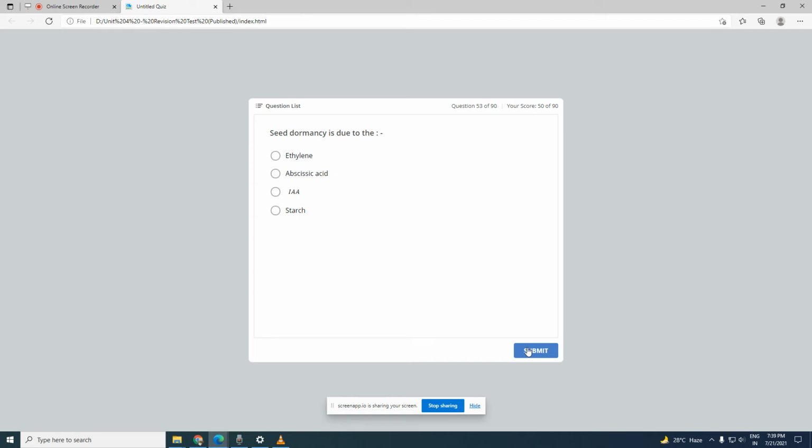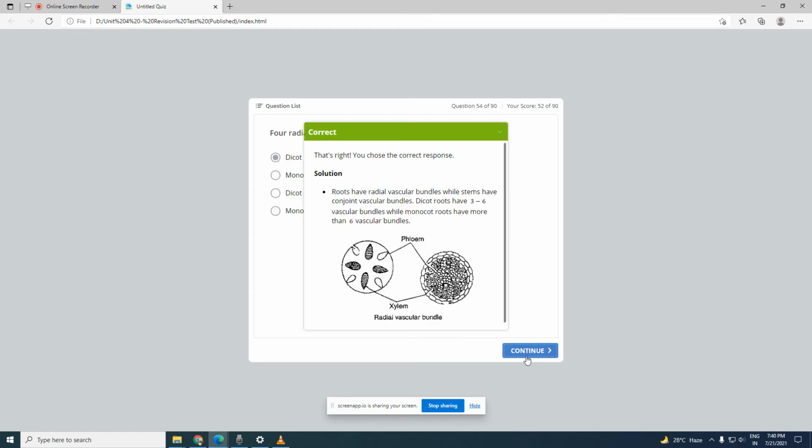Next question. Seed dormancy is due to ethylene, abscisic acid, IAA, starch. The right answer is abscisic acid. Question number 54. Radial vascular bundles are found in dicot root, monocot root, dicot stem, monocot stem. Which is the right answer? Option A, dicot root, is the right answer.